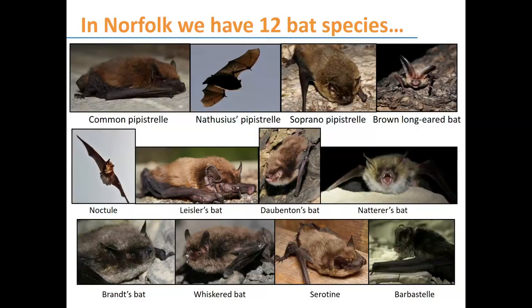And from this we found that in Norfolk we have 12 bat species, so they're all pictured here. The main thing to mention here is that two of the species are very difficult to distinguish acoustically, which is Brandt's bats and whiskered bats here. So we had to analyse them as a species pair instead.